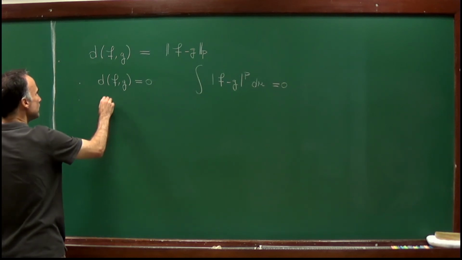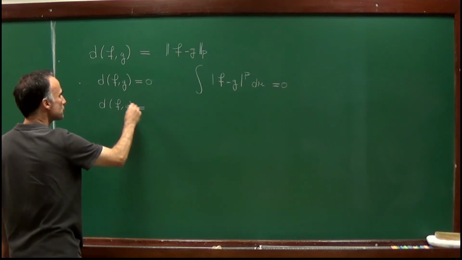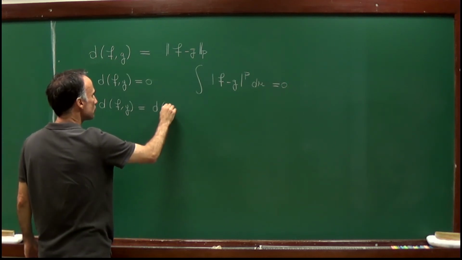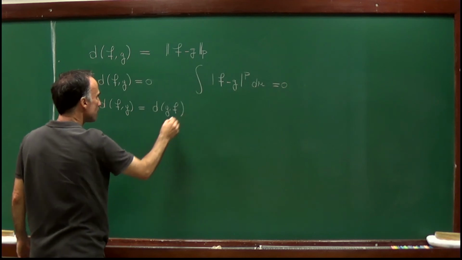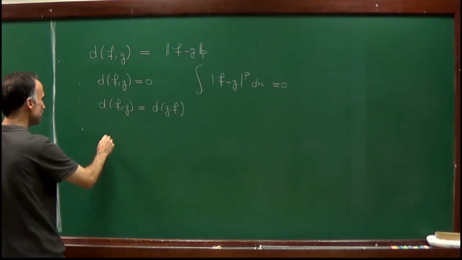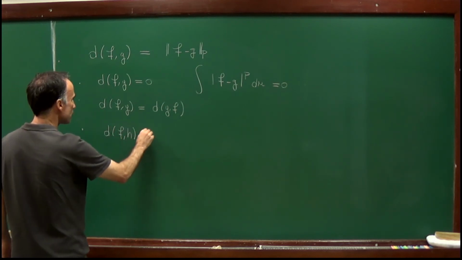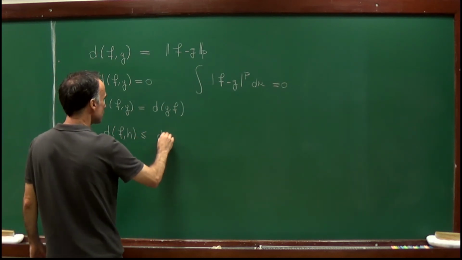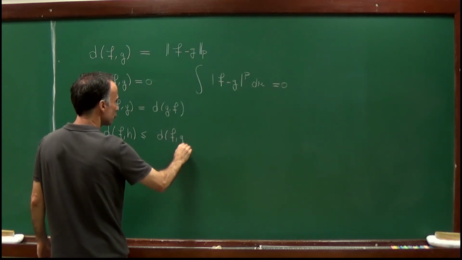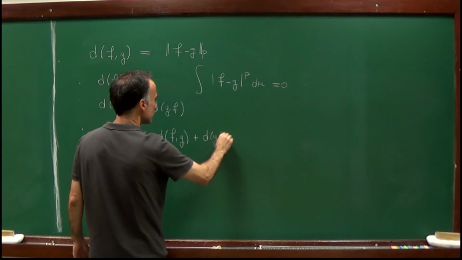It's also clear that this distance is symmetric, that the distance from f to g is equal to the distance from g to f. And finally, we have the triangle inequality. I claim that the distance from f to h is less than or equal to the distance from f to g plus the distance from g to h.